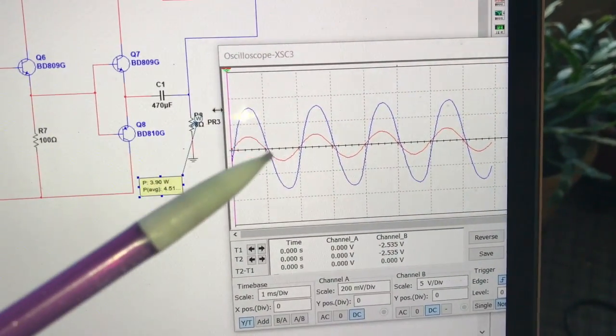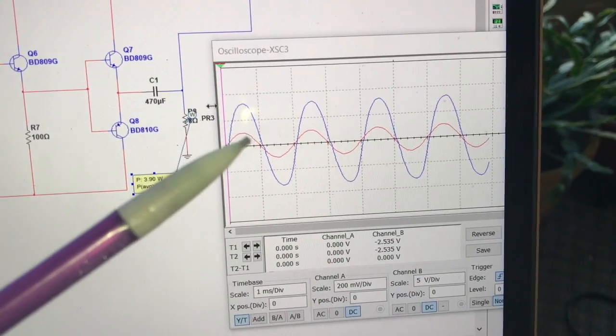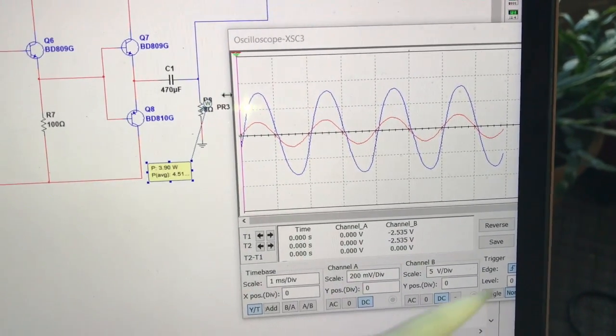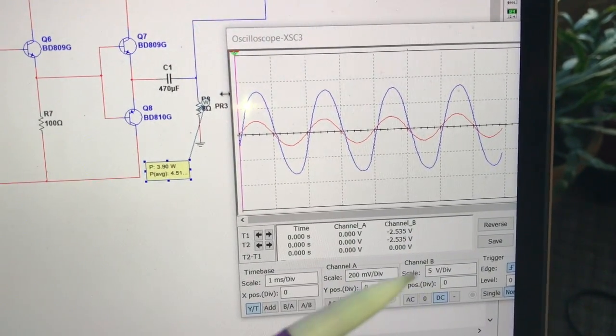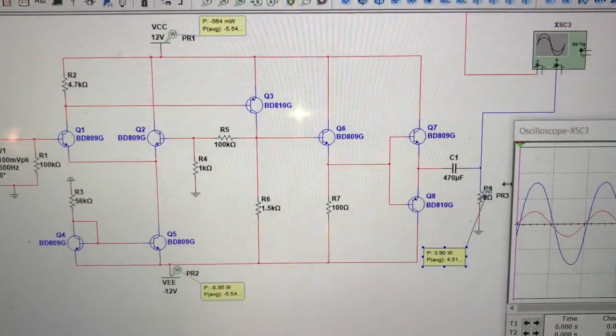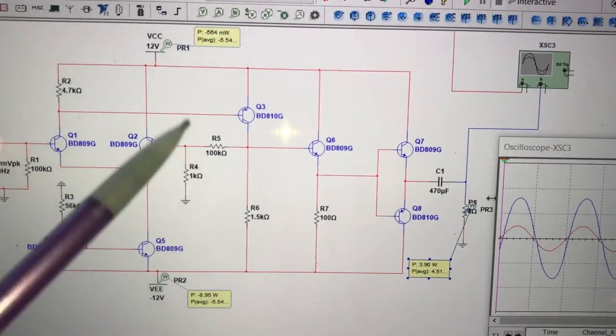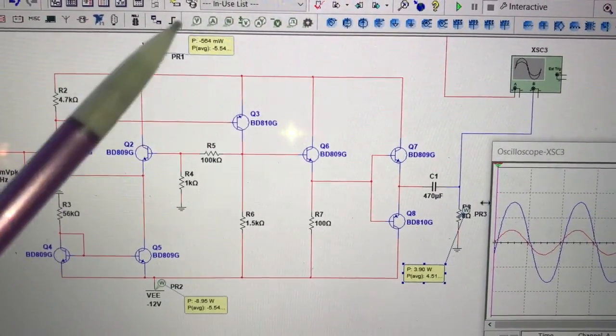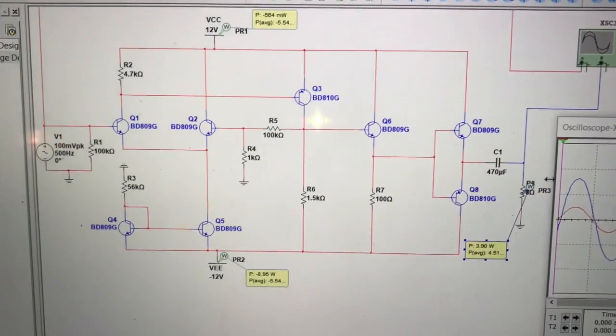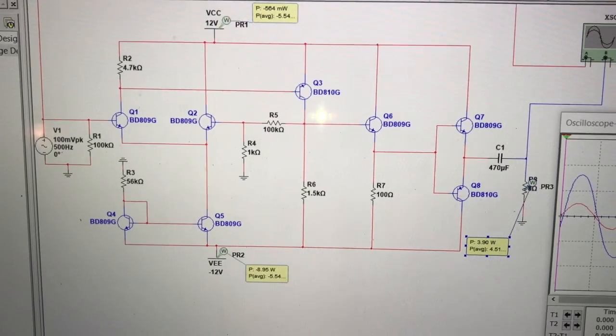We have our two input waveforms. Red is the input, blue is the output, and you can see the volts per division over here. You can see that all of our average power ratings show it's a little bit less than 50% efficient.